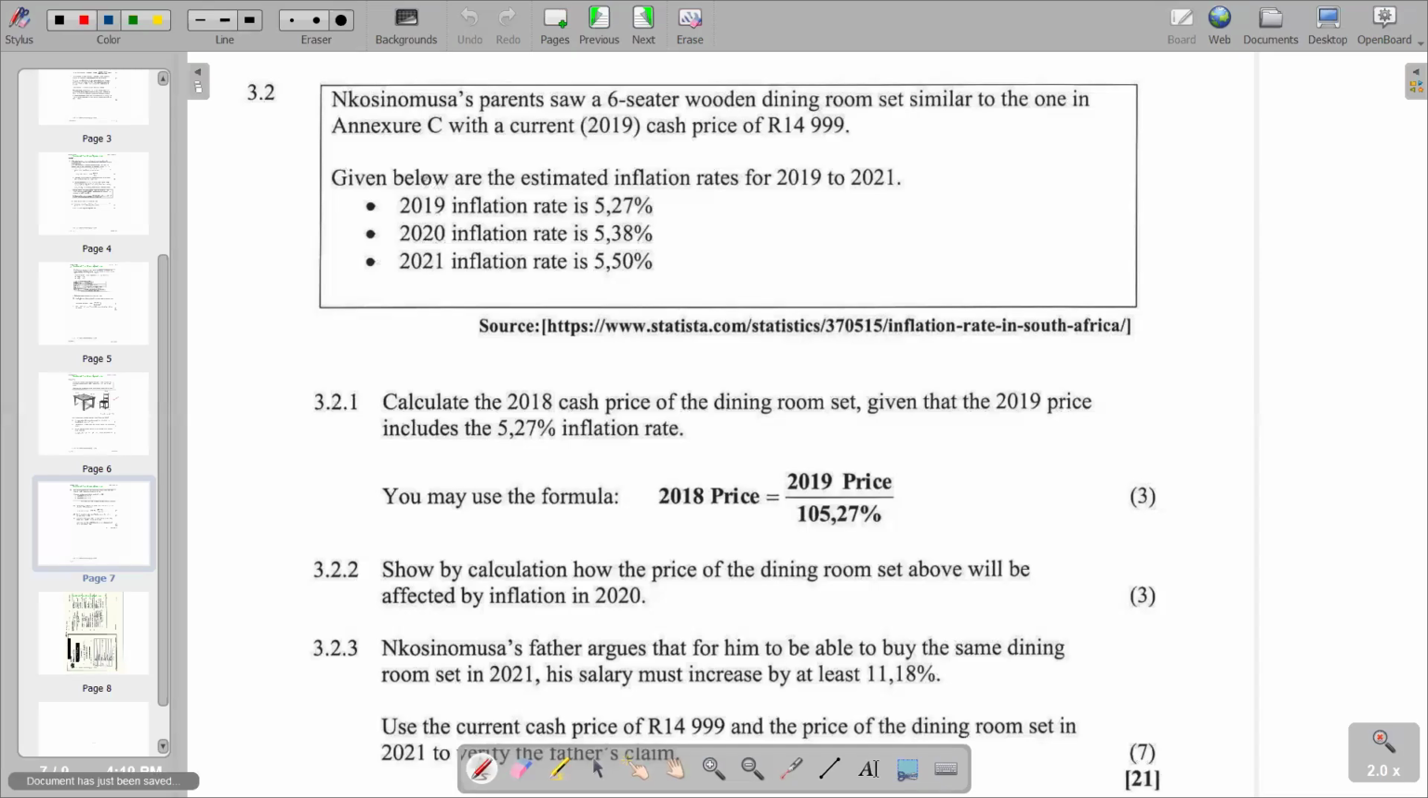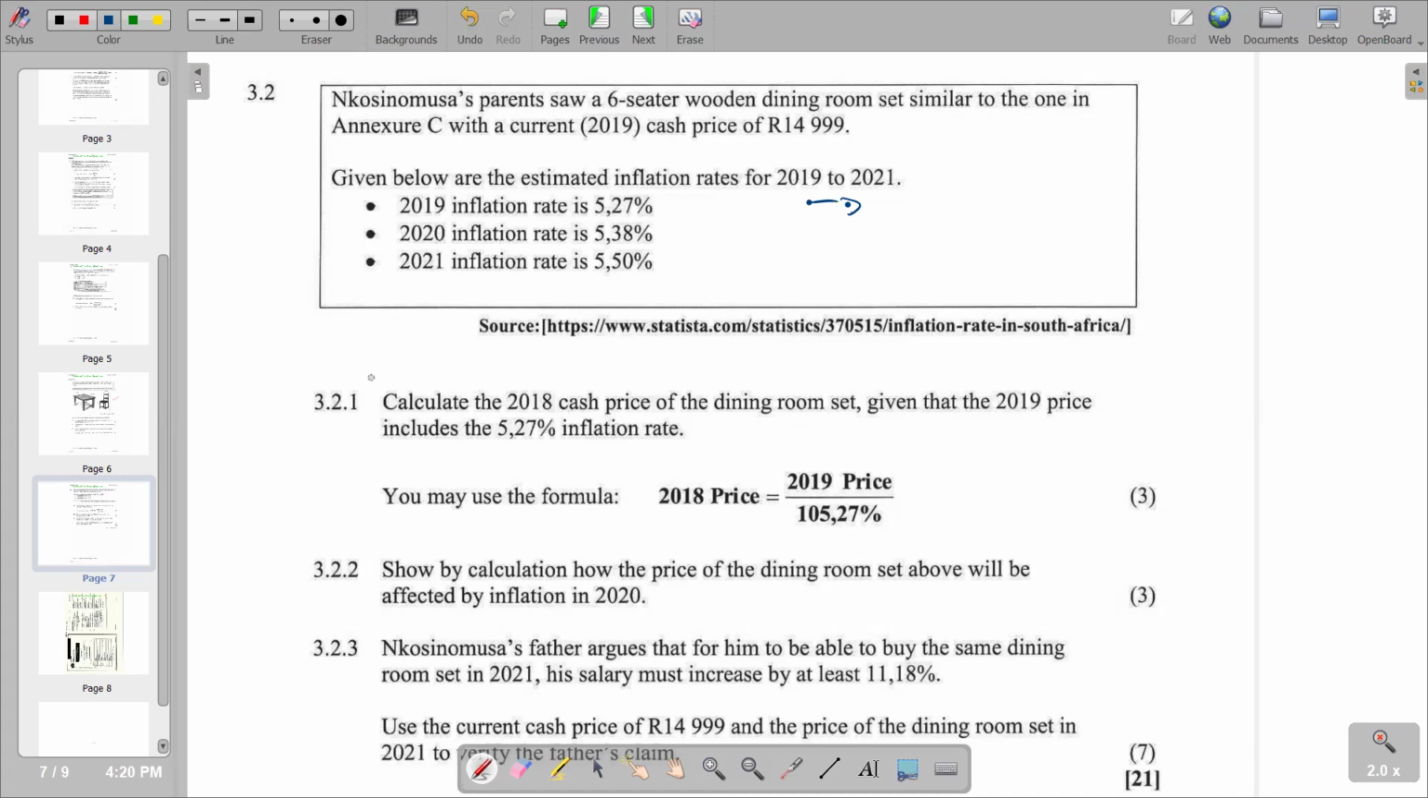The question reads, Gosno Musa's parents saw a six-seater wooden dining room set similar to the one in Annexure C with a current 2019 cash price of 14,999 rands. Given below are the estimated inflation rates for 2019 to 2021. So the given 2019 inflation rate is 5.27%, 2020 inflation rate is 5.38%, and 2021 inflation rate is 5.50%.